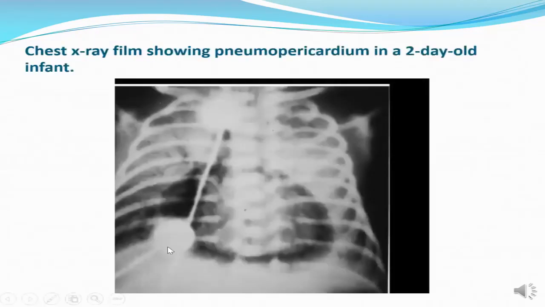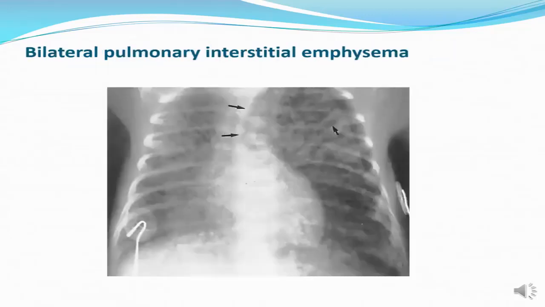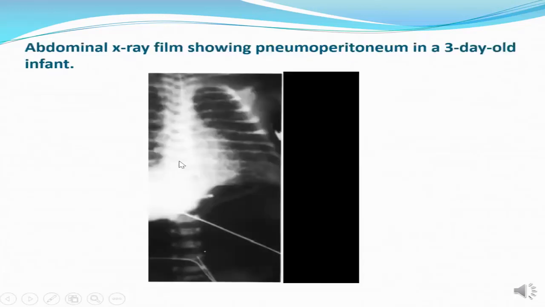And this is a chest X-ray of a patient with preterm and RDS. He got pneumopericardium as complication. And this is a chest X-ray when there's left pneumothorax in infants on a ventilator on 2 days of life. And this is bilateral interstitial emphysema, also a complication. This is an abdominal X-ray in a patient with pneumoperitoneum. There is air in the peritoneal cavity.